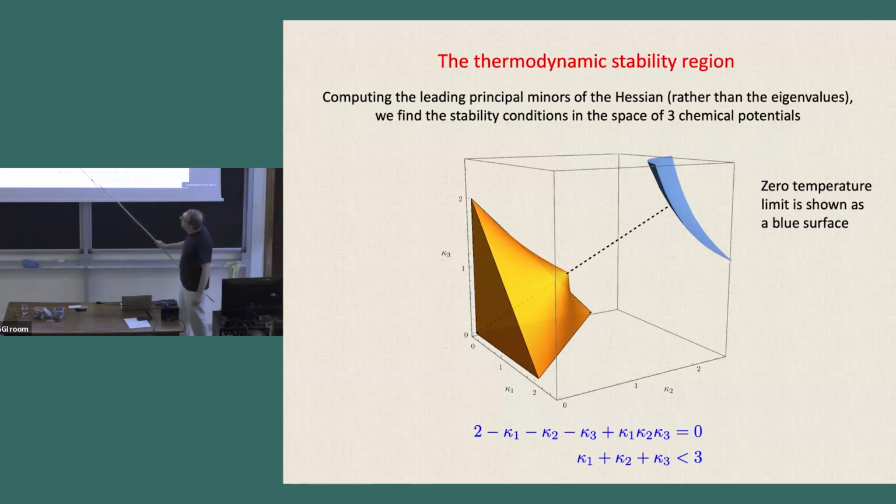So the stability region, so this is 0 kappa, all kappas are equal to 0, right? And then the stability region is shown by orange. And here it is. There is a little maximum here at kappa equals 1, 1, 1, right? But otherwise, everything else is unstable.